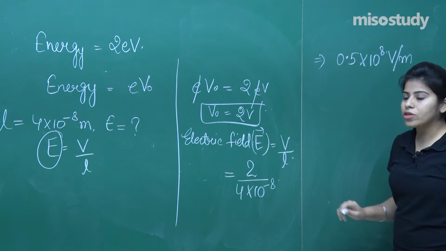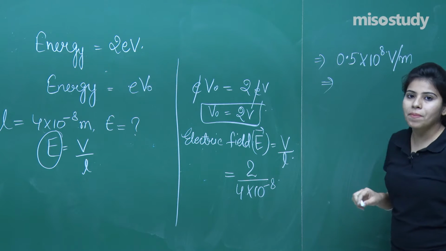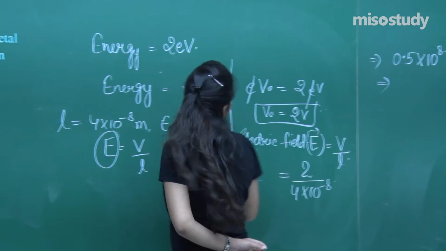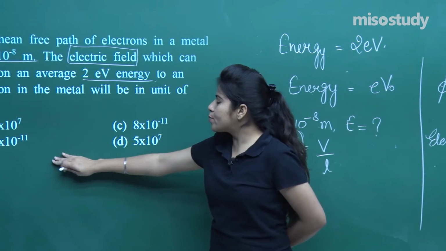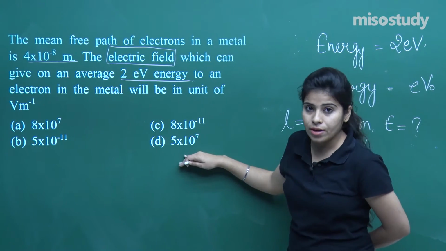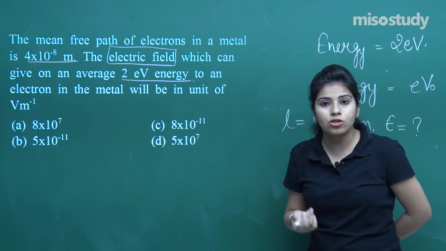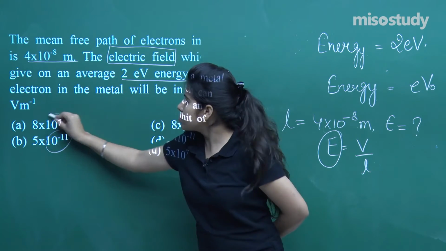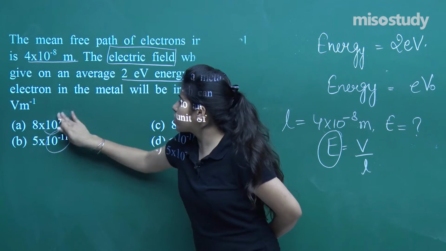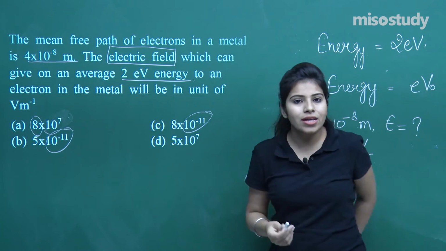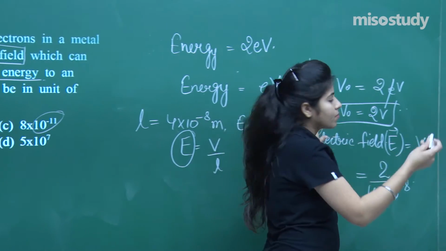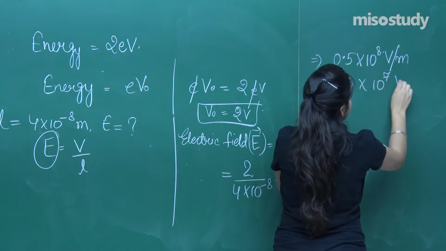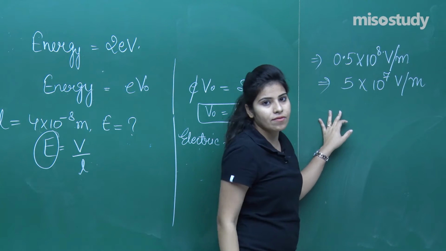Now what you have with you is 0.5 into 10 raised to the power 8, and I have to verify it with the options. Let me see. Here is the option, 5 into 10 raised to the power 7, but not 0.5 into 10 raised to the power 8. The rest are not in this range. So we can convert this: 0.5 into 10 raised to the power 8 can be written as 5 into 10 raised to the power 7 volt per meter.